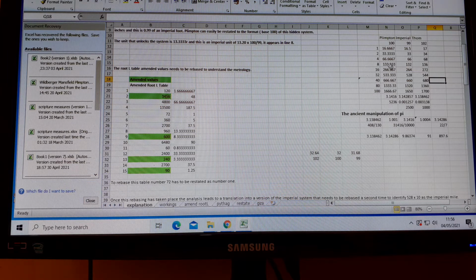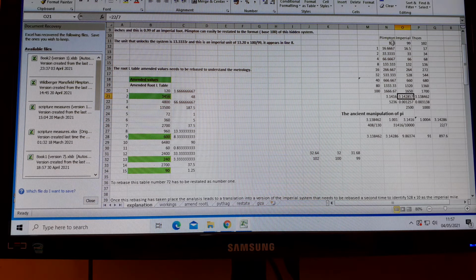And the pi unit that goes with this column, the base 100 column, is 31416 divided by 10,000. That's the base 100. This is the base 102, 408 over 130, which is 3.138462. That's Thom pi. So it's in that column there. And then the other one is 22 over 7, which goes with the imperial system, and it's there.